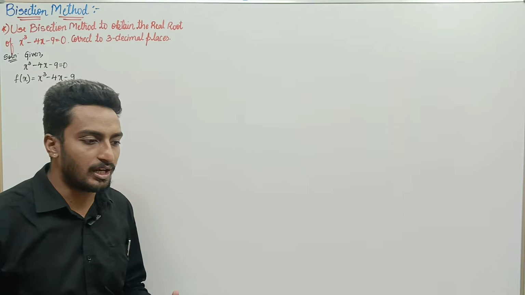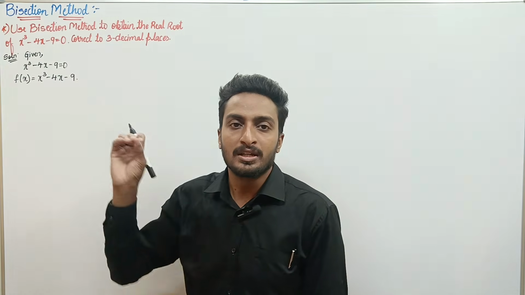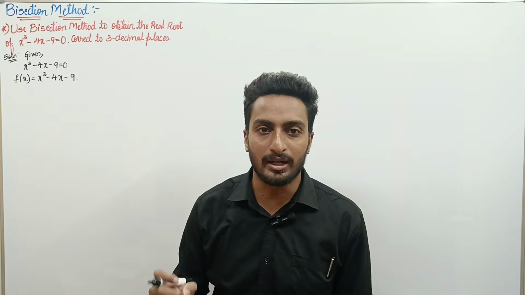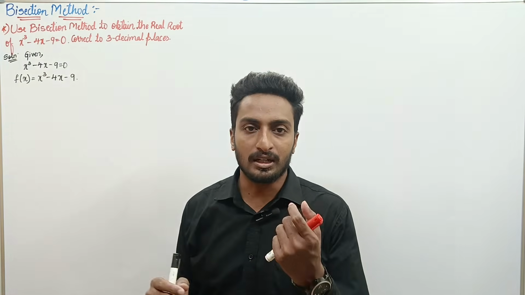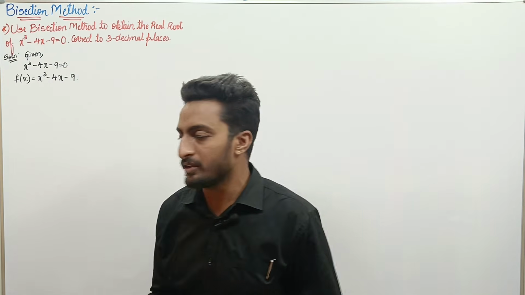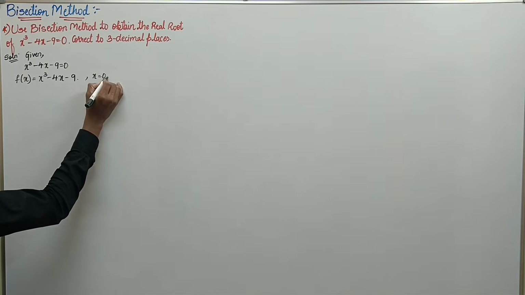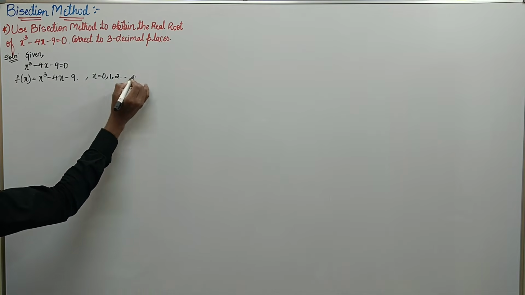Finding the roots. How are we going to find the roots? We are going to give the values in place of x, starting from whole numbers, that is 0, 1, 2, 3, and find where the interval lies from negative to positive or positive to negative. That is, x varies from 0, 1, 2, etc.